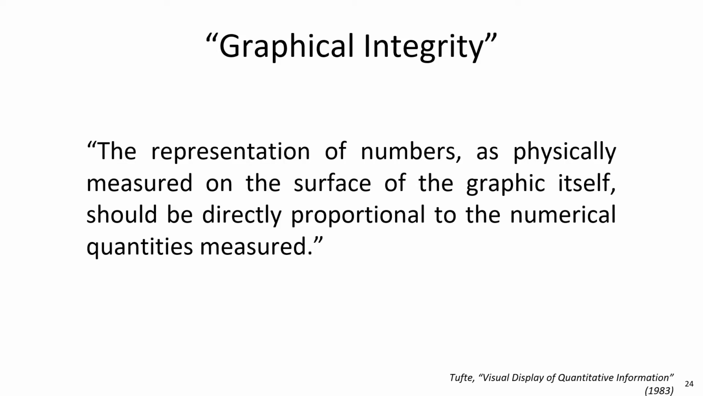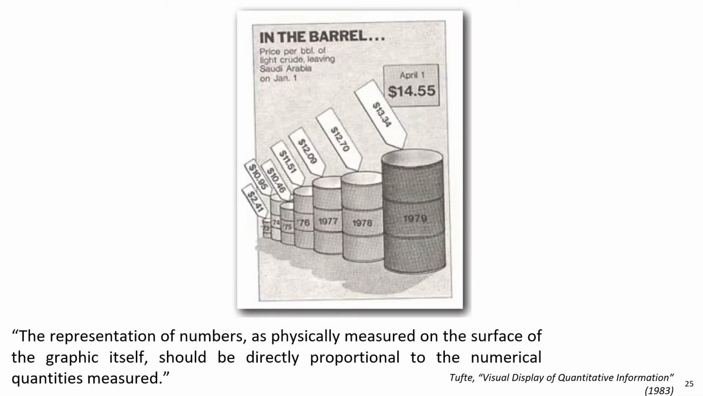The representation of numbers as physically measured on the surface of the graphic itself should be directly proportional to the numerical quantities measured. That is a term for data integrity, or one of the terms. This goes to lie factor, which we've already talked about before, but just to remind you. A lie factor is how off the numerical measurement is compared to the length or size on the page.